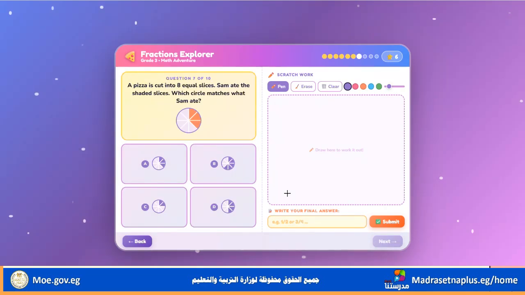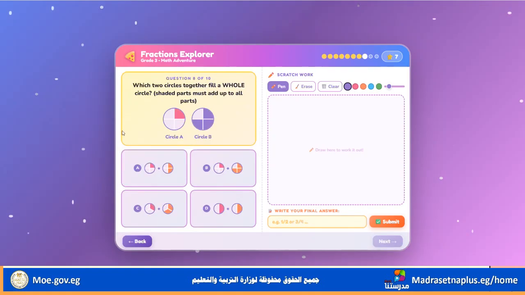The pizza is cut into 8 equal slices. Sam ate some, and the shaded slices mean 1, 2, 3 parts of 8. Okay, which one matches the same? Circle A, circle B, circle C, or circle D? 3 parts of 8. That one matches.